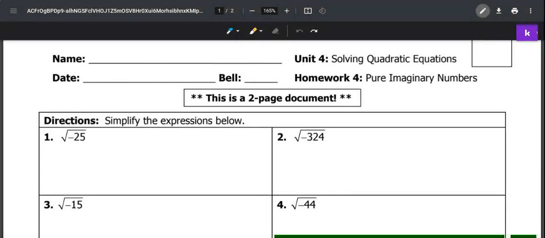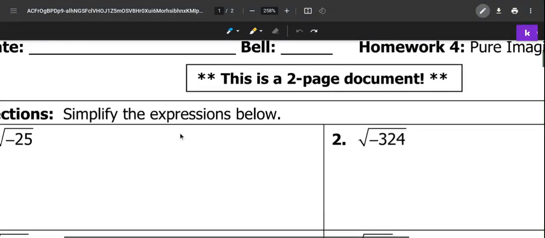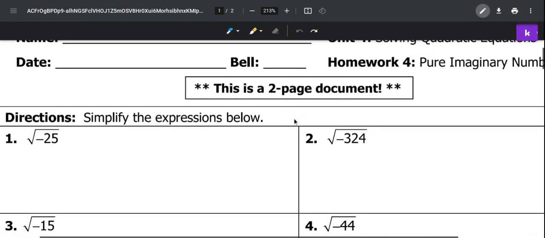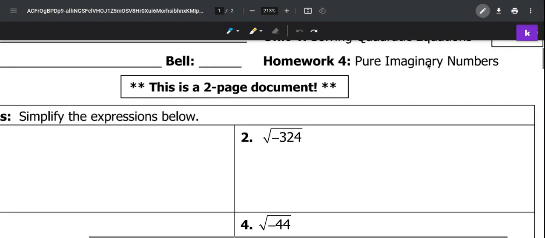All right. So this is 3.5 homework. Once again, I get these are off. You'll just have to get over it. All right. So now we're going to look at imaginary numbers.